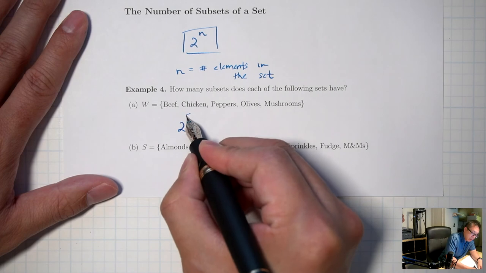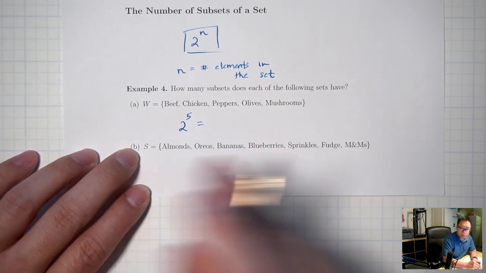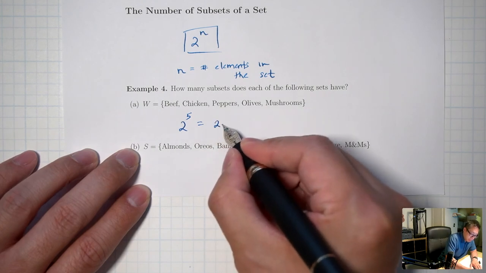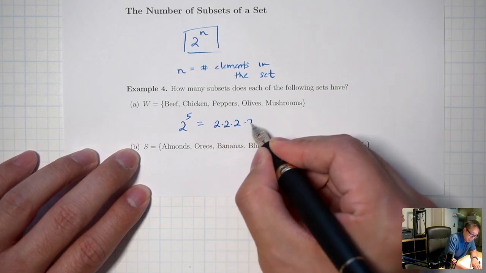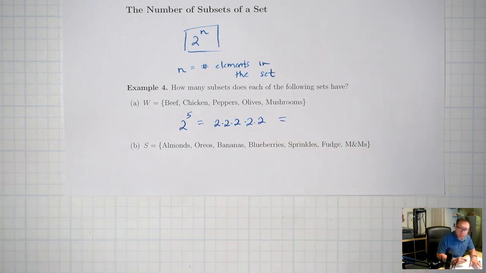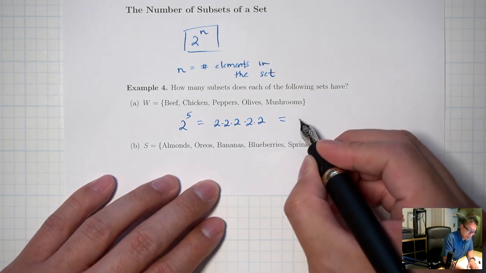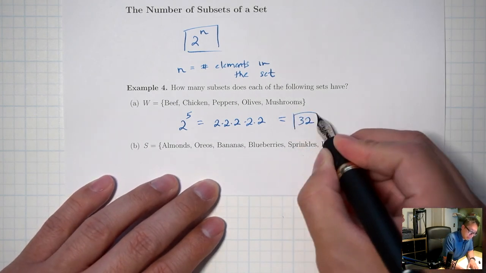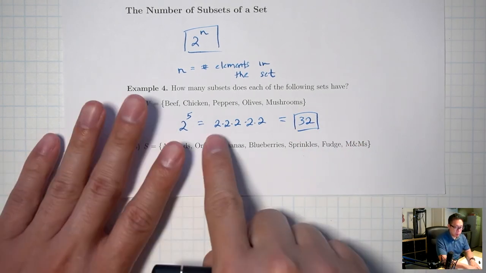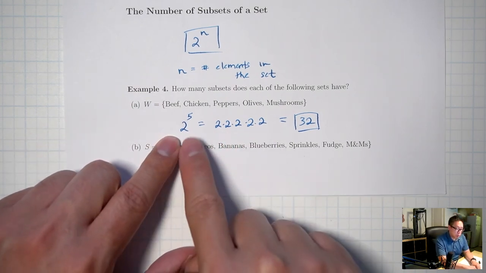1, 2, 3, 4, 5. So there's 2 to the 5. Which means 2 times 2 times 2, 5 times. One, two, three, four, five. Okay, you do this on a calculator. I think it's 32. So on a calculator, you can either just do 2 times 2 times 2 times 2 times 2, or 2 to the power of 5.